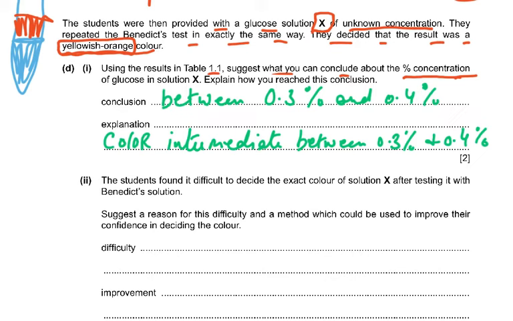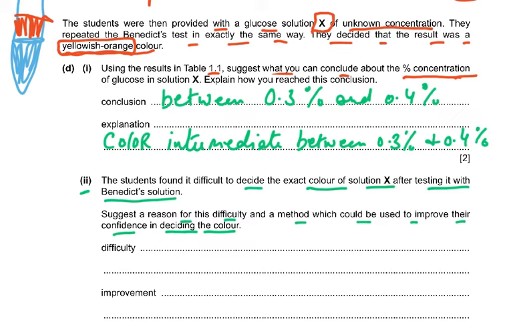Okay, then coming to D part 2, the students found it difficult to decide the exact color of solution X after testing it with Benedict solution. Suggest a reason for this difficulty and a method which could be used to improve their confidence in deciding the color. Now what is the difficulty to describe the color? Because the color is yellowish orange, this would be a difficulty. An improvement is you could use a color chart. If we had a color chart, then we could compare it with the color chart.